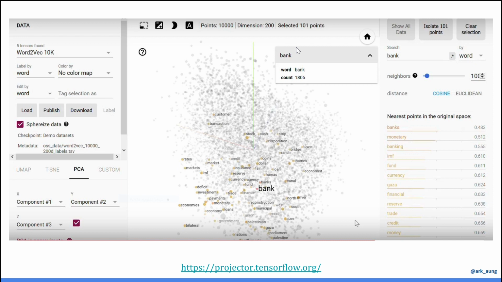I use Word2Vec to visualize the first three components of PCA of the word embeddings, and I search the word bank, and I look for similar words near the word bank. As you can see, it is very close to words such as monetary, banking, IMF, fund, currency, which are all indicative of financial institutions or something related to money.